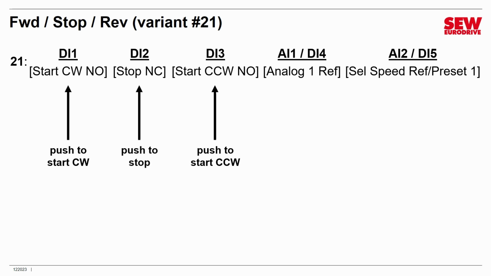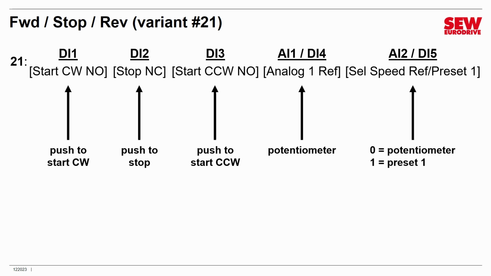Digital input 2 is the stop button. It's normally closed, and you would push this button to stop it. Analog input 1 is connected up to a potentiometer, so it's operating in analog mode. That's used for speed control. And digital input 5 is a switch, an ordinary toggle type switch. If it's off, then the VFD will use the potentiometer as the speed reference. If it's on, it will use the value in preset 1.